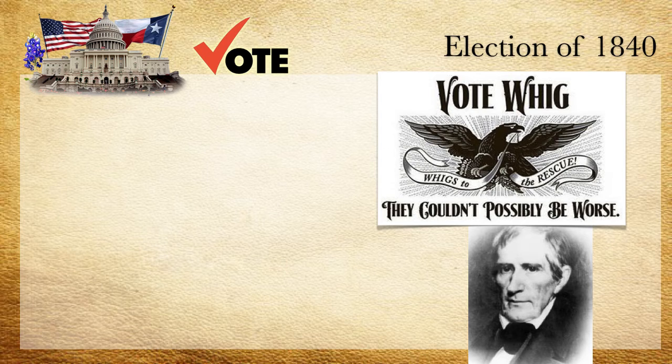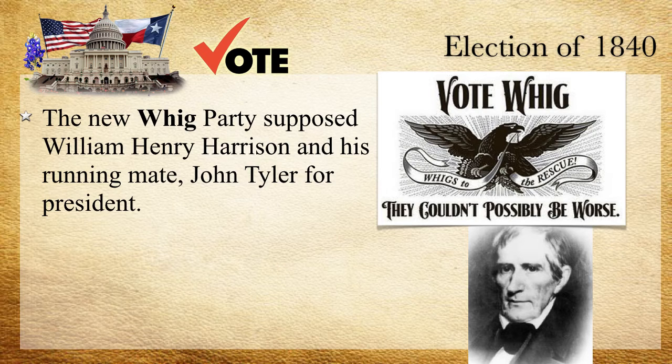I always love this sign. It says, they couldn't possibly be worse. Let's vote for the Whig Party. It just sounds weird. It's not really the pros. It's just saying, well, we're not them, so that means we're okay. How bad must things have been, right?